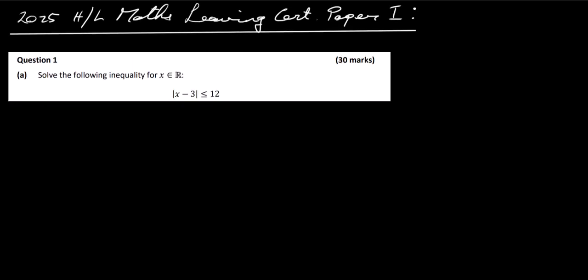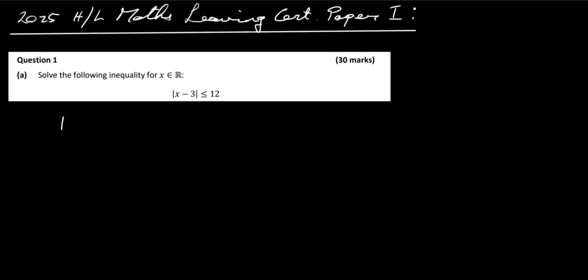Okay, so this is the 2025 Higher Level Maths Leaving Cert Paper 1, Question 1a. Solve the following inequality for x is real. So we have the modulus of x minus 3 is less than or equal to 12. Okay, so there are two ways we can look at doing this.